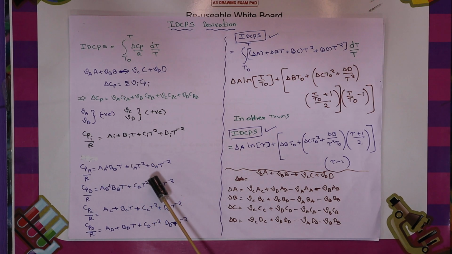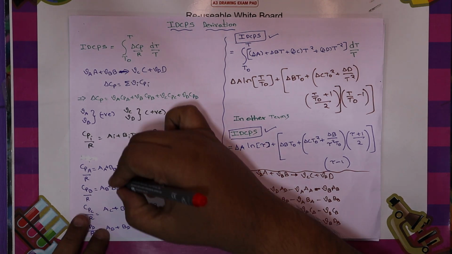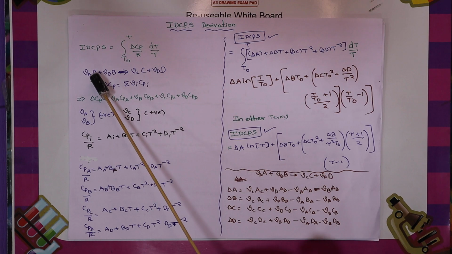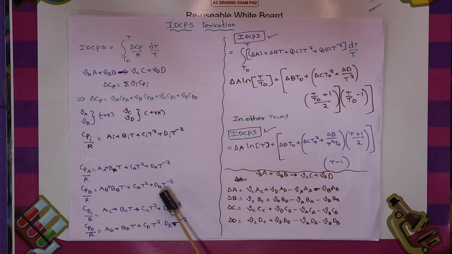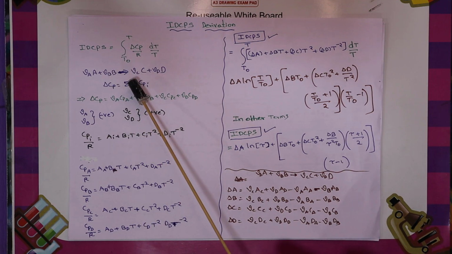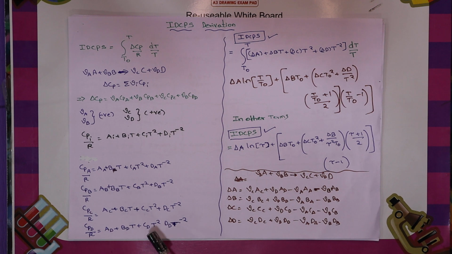What are AA, BA, CA, DA? They are the heat capacity components of molecule A. AB, BB, CB, DB are the heat capacity components of B. AC, BC, CC, DC are the heat capacity components of C. Similarly, AD, BD, CD, DD are the heat capacity components of molecule D. Once you plug in all these things in this expression, you have to do this kind of integration: integrate from T0 to T of delta A plus delta B into T plus delta C into T square plus delta D into T to the power minus 2, into dT by T.